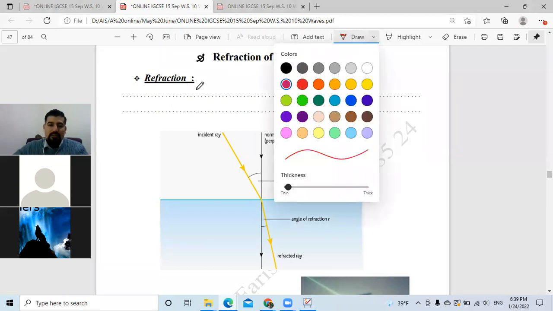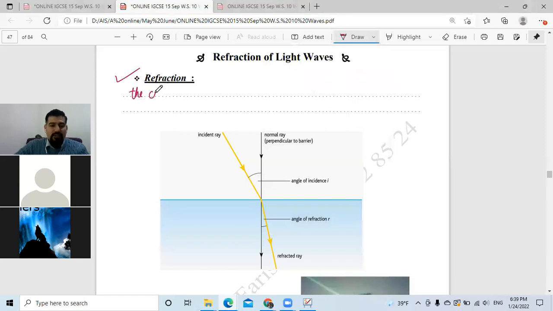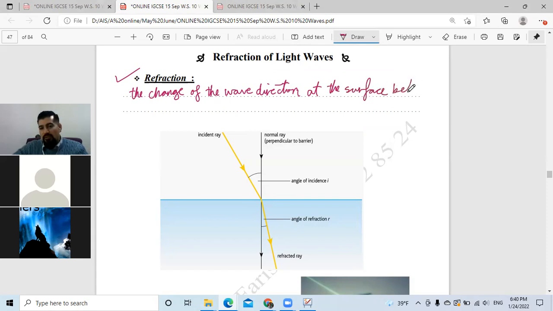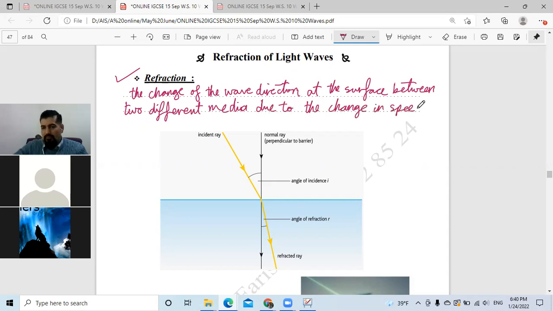Thank you. So we're going to write this down. The change of the light or the wave direction at the surface between two different media due to the change in speed. Okay, so this is the definition.